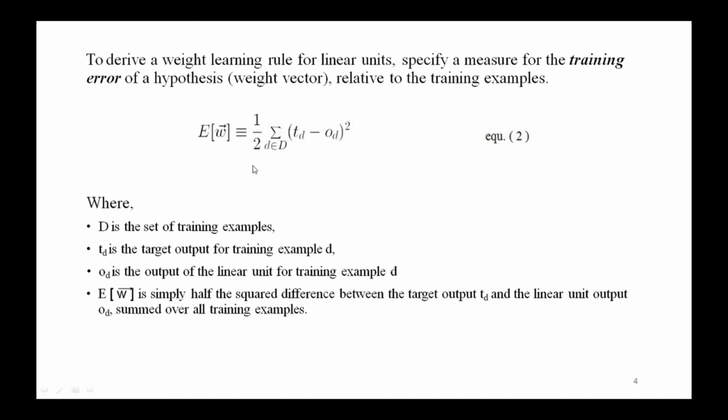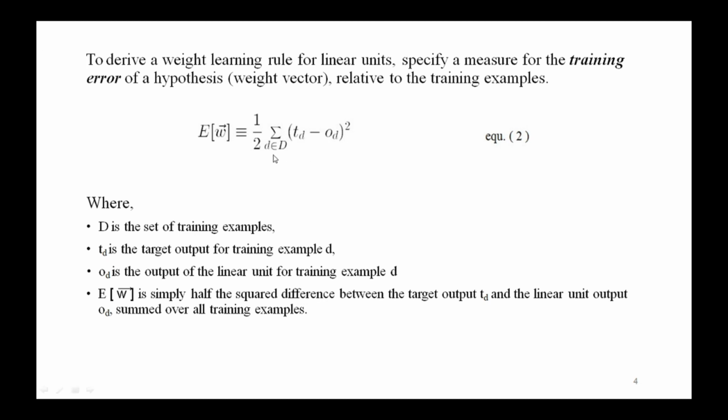That is E of w vector equals 1 by 2 summation of (td minus od) squared, where small d belongs to capital D. Here capital D is the set of training examples, and td is the target output for the training example d.